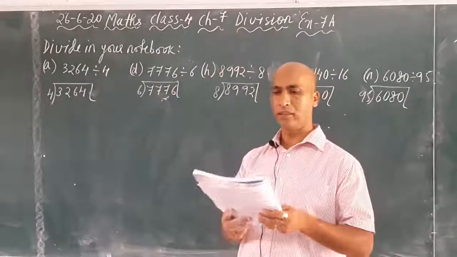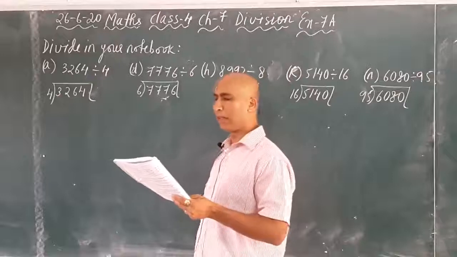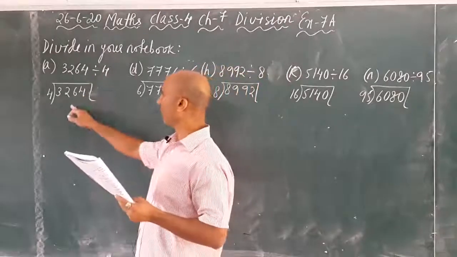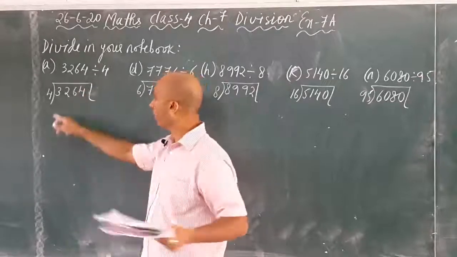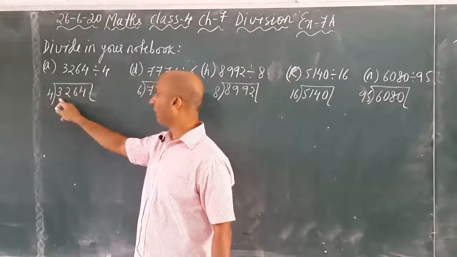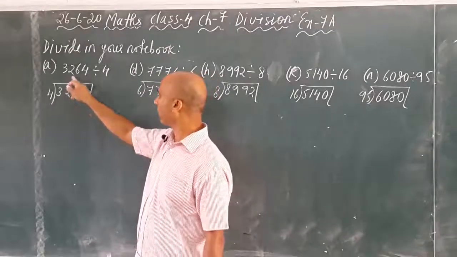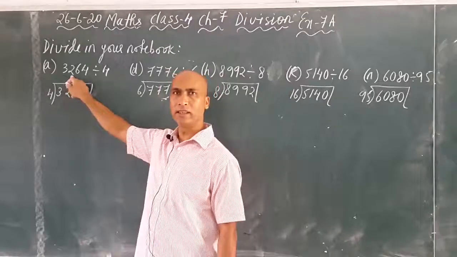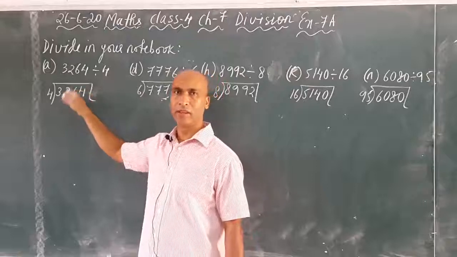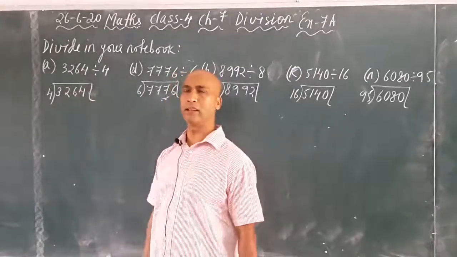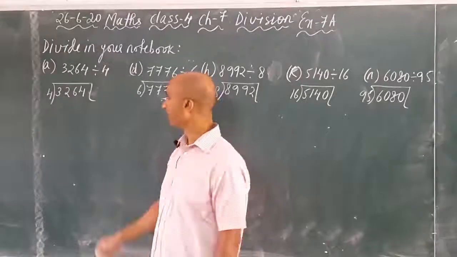Question number 1, A, is 3264 divided by 4. The number which you divide, that is 3264, is the dividend. The number by which you divide is the divisor. After dividing, the answer that you get is the quotient, and what remains is the remainder.